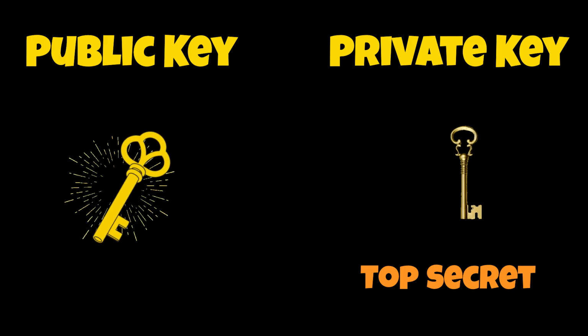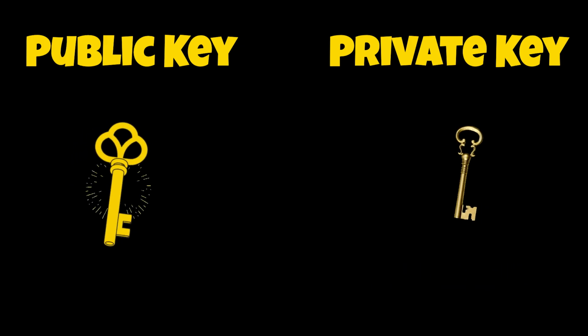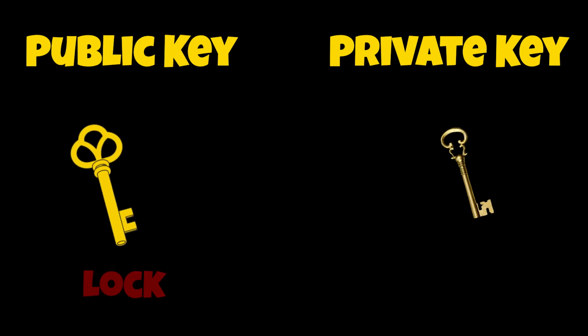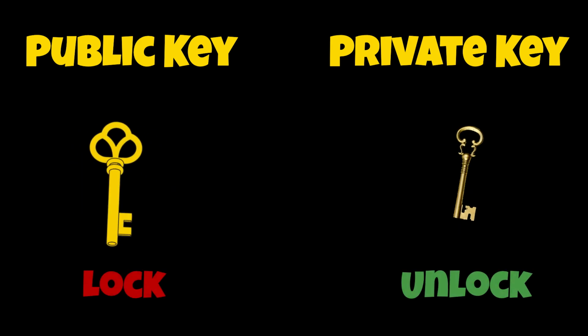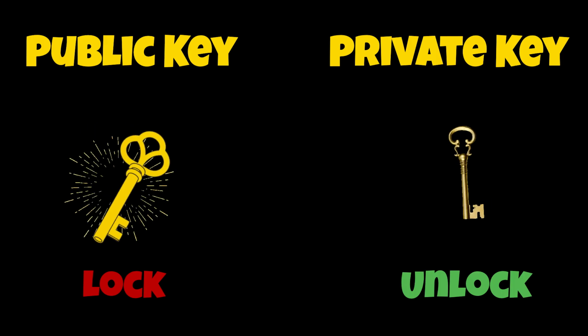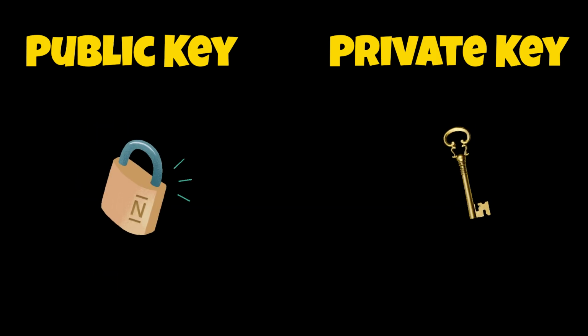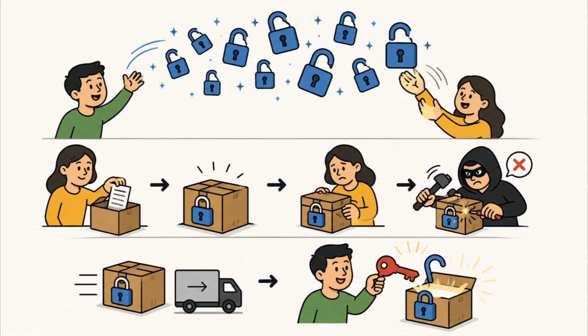And here is the magic rule that makes the entire internet work today. Whatever one key locks, only the other key can unlock. Think of your public key not as a traditional key, but as an open padlock. You send an open padlock to your friend. They put a secret message in a box and snap your padlock shut. And once that padlock clicks shut, the math becomes a one-way street. Your friend himself cannot unlock it. A hacker intercepting it cannot unlock it. The only thing in the universe that can open that box is your hidden private key.